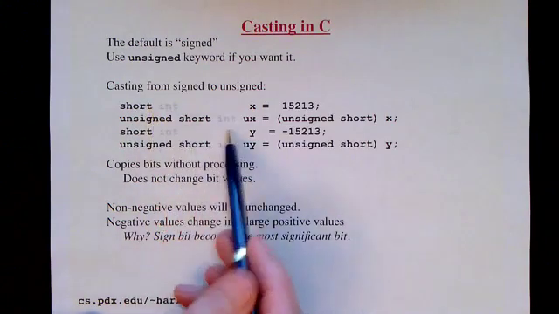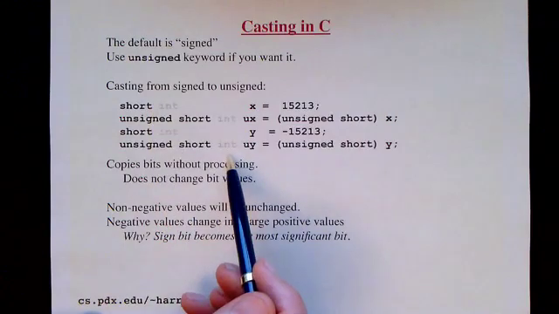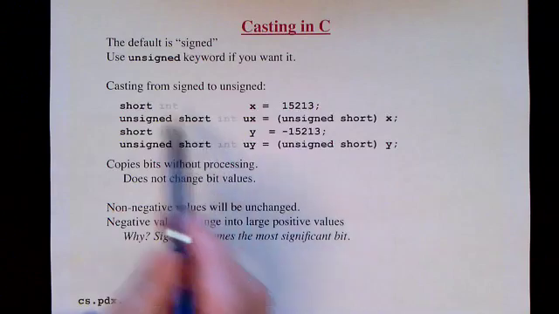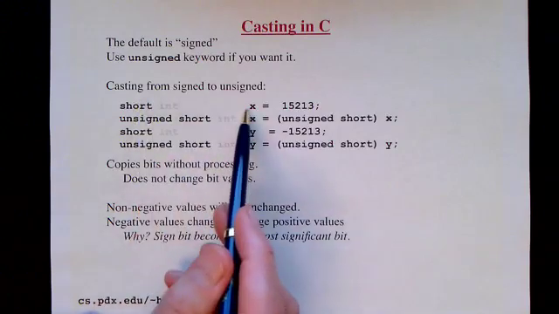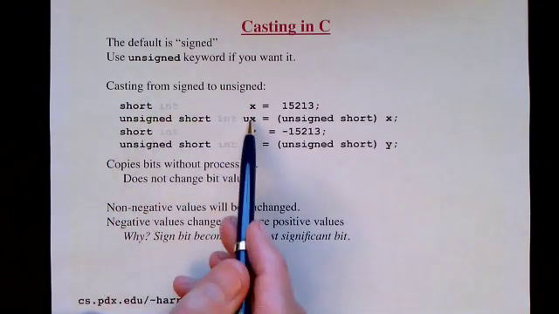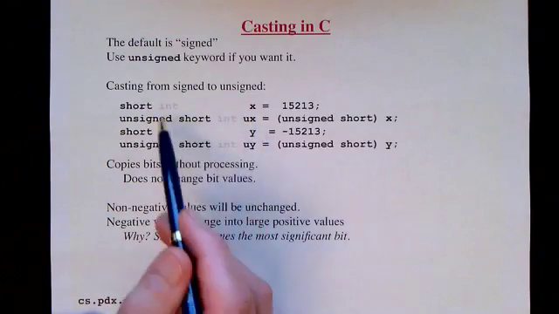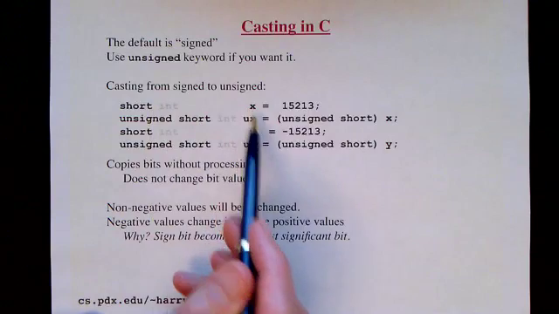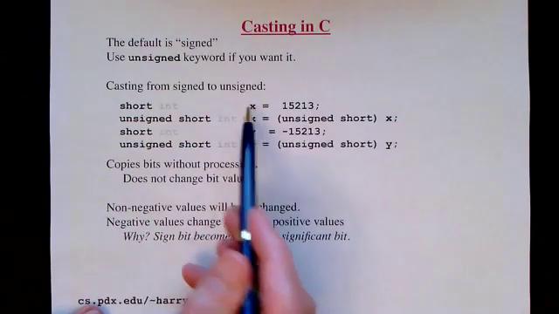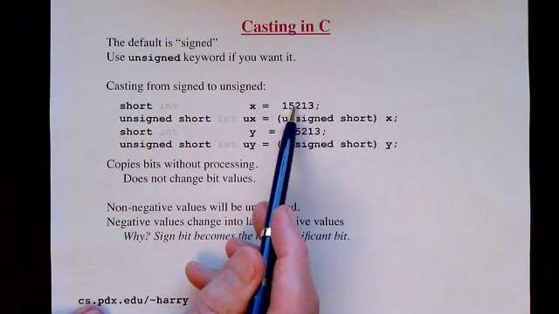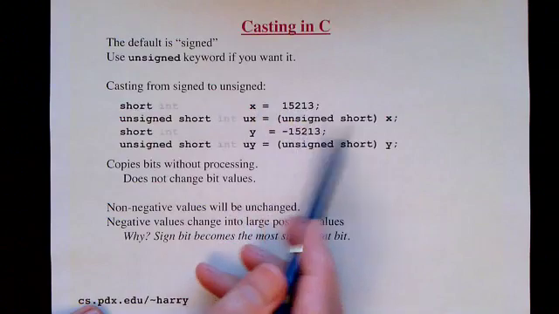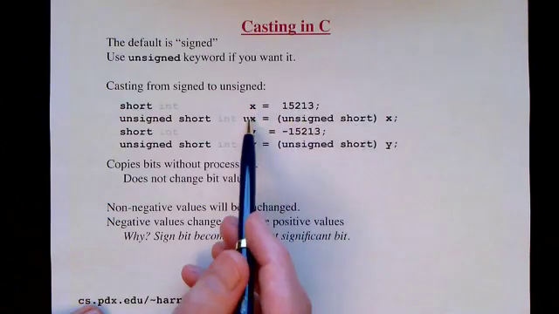So I've left off the ints here on all these examples, and that's a typical programming practice for C. And so we're defining a variable x that's of type short, and here we're defining a variable that's of type unsigned short. So by default, x will be signed and ux will be unsigned. And so here we're setting x to a value, and then we're casting it here to an unsigned value.